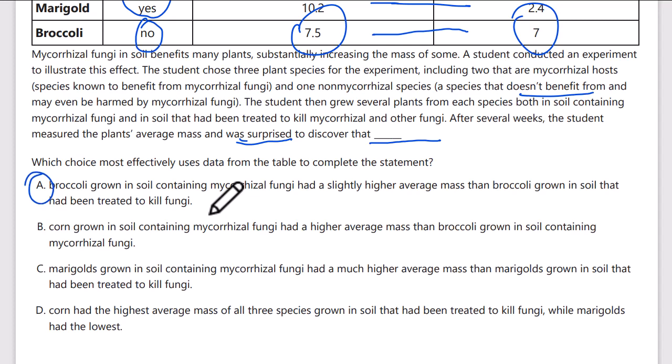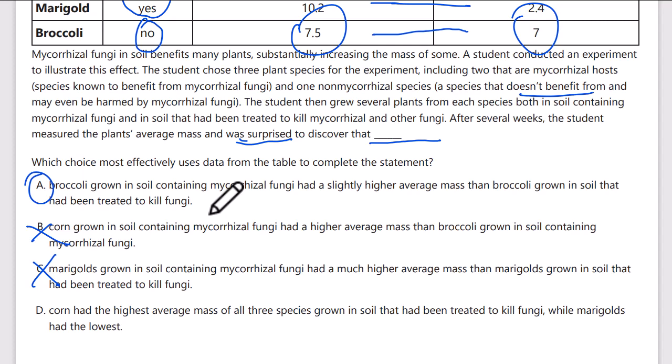Corn grown in soil containing mycorrhizal had a higher average mass than broccoli grown in, well, no, the corn to broccoli mass, there's no comparison there. That not surprise them. Marigolds grown in soil containing mycorrhizal had a much higher average mass than marigolds grown in soil. That would be expected, therefore not surprising.